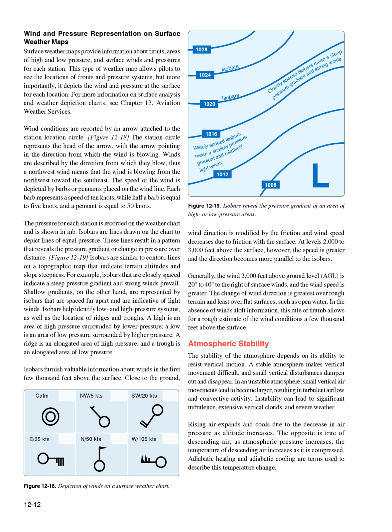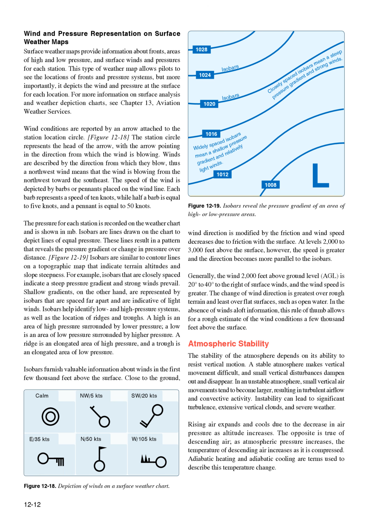Atmospheric stability. The stability of the atmosphere depends on its ability to resist vertical motion. A stable atmosphere makes vertical movement difficult, and small vertical disturbances dampen out and disappear. In an unstable atmosphere, small vertical air movements tend to become larger, resulting in turbulent airflow and convective activity. Instability can lead to significant turbulence, extensive vertical clouds, and severe weather.